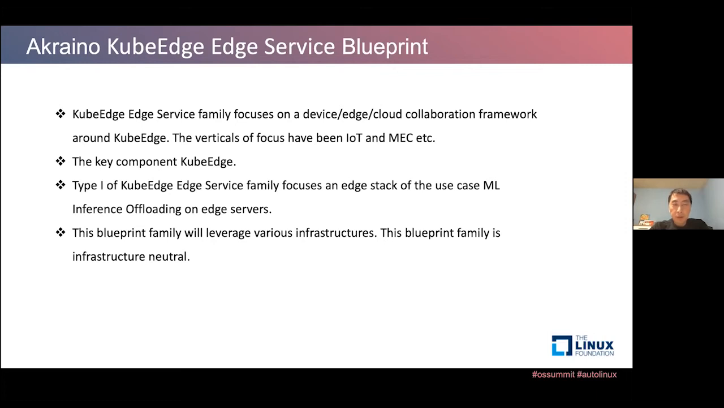The first type we're introducing into this project focuses on building an edge stack. The use case is ML inference offloading to the edge servers. That means if you have a mobile device and you want to do some inference, you can offload that to the edge server. I'm going to give a demo in the following slides. This blueprint family is an end-to-end open source solution, so we leverage various infrastructure. It supports x86, ARM, or RISC-V, so this blueprint is infrastructure neutral. We want to support all kinds of heterogeneous infrastructures.